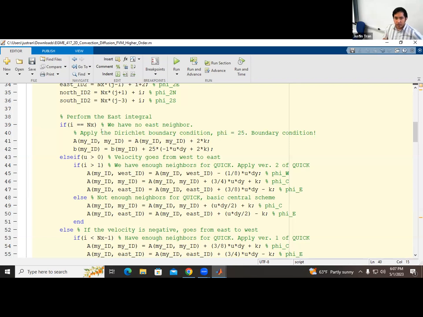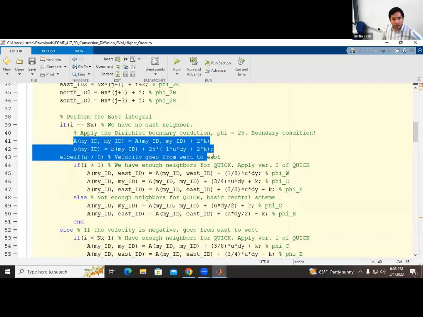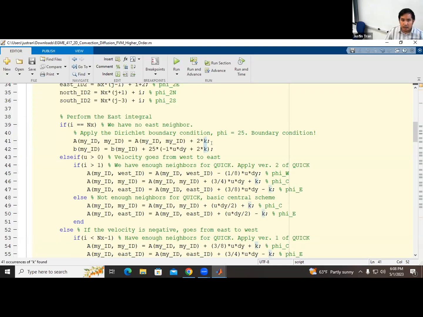And so the only thing we can do here is apply our Dirichlet boundary condition. For this particular problem, our Dirichlet boundary condition is phi is equal to 25. You can see here that when we have a Dirichlet boundary condition, these are the modifications that we make to the left-hand side matrix and the right-hand side vector.